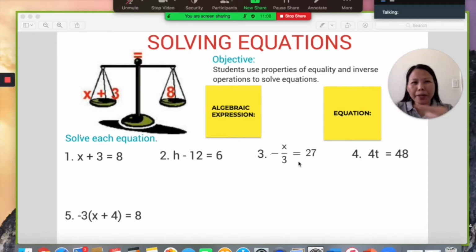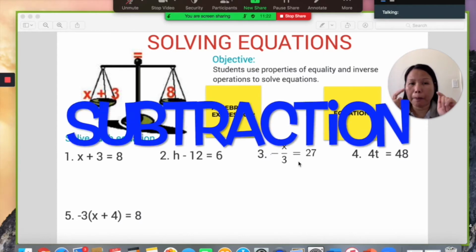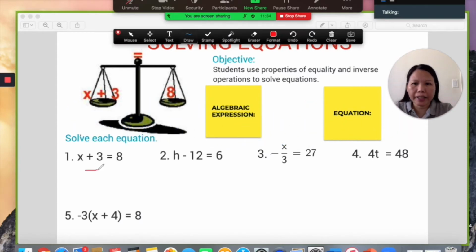Starting with number 1, we have x plus 3 equals 8. The inverse operation of adding is subtracting, so subtract 3 from both sides. 3 minus 3 becomes 0. You may choose not to cross it out and just write the simplification down here. Make sure that your equal signs are lined up, and subtract 3 from 8 on the right-hand side, and we end up with 5.